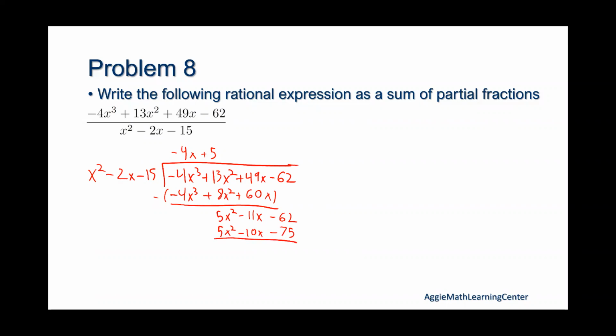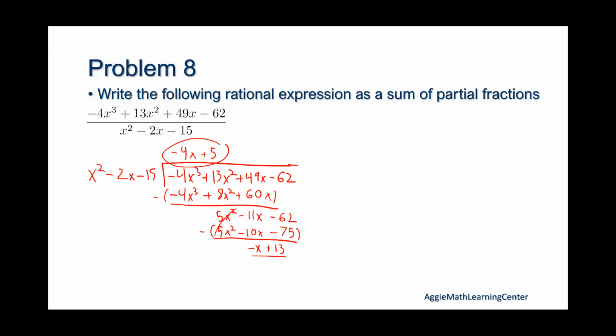Okay. So these are just going to cancel. Sorry, this whole thing is subtracted. I should write that. So negative 11 minus negative 10. So that's like adding 10. So that's just going to give us a negative x. Then negative 62 minus negative 75. Once again, we're basically adding 75. So that's going to give us a positive 13. Okay, so this is our quotient, and this is our remainder.